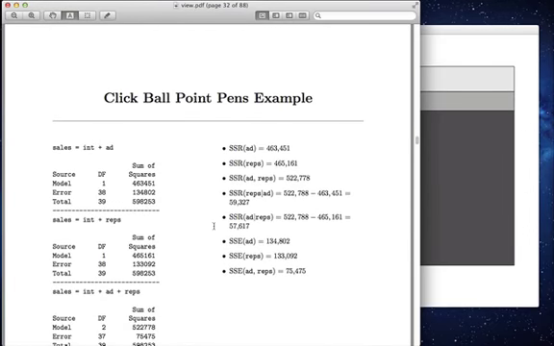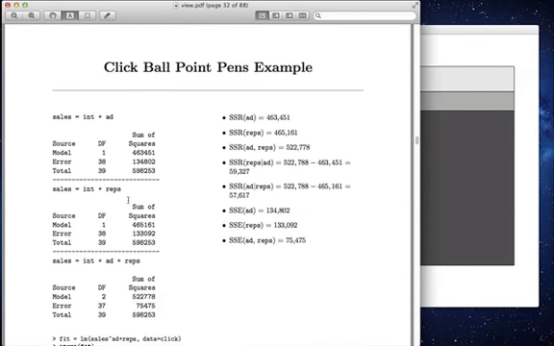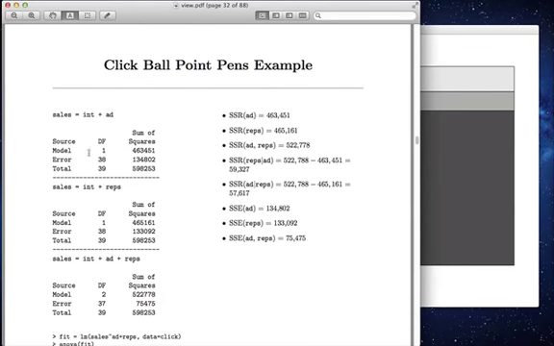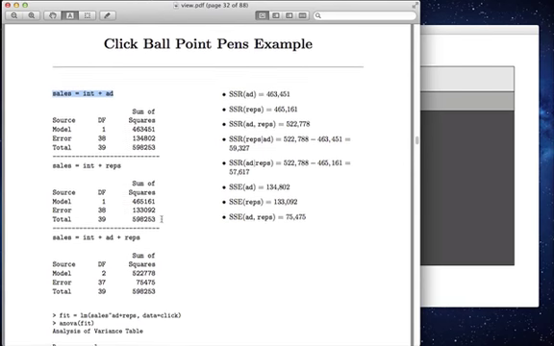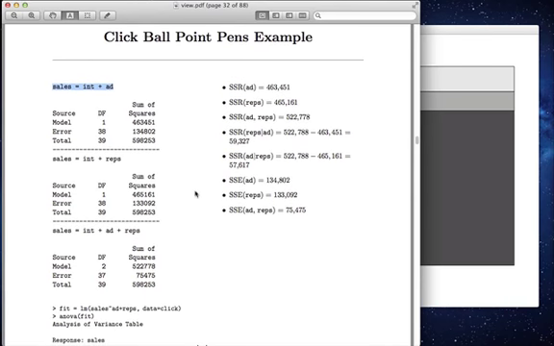Let's go to an example. If we return to the click ballpoint pens example, I've run a couple of models. The first model regresses sales on advertising alone. The second model regresses sales on the representatives alone. And the third model is the combined one. I've also printed the ANOVA tables for those three models. So let's walk through the extra sum of squares. Let's consider the extra sum of squares for bringing reps into a model that already has ads in it.